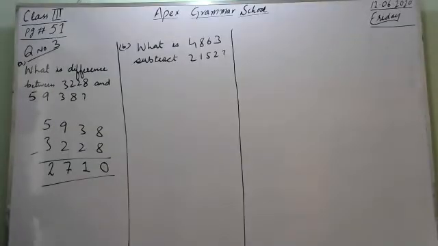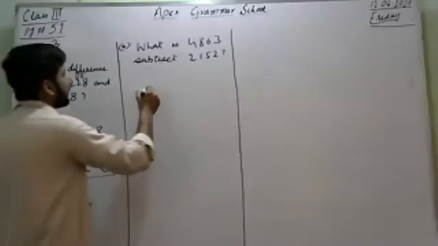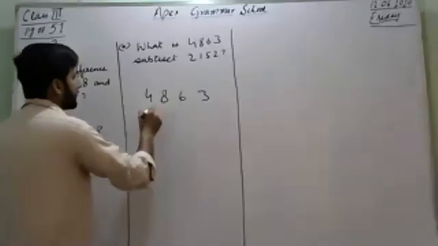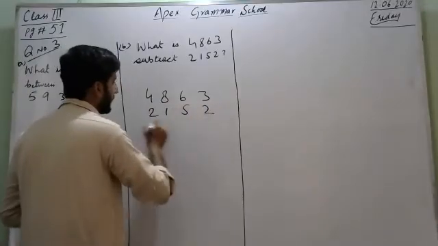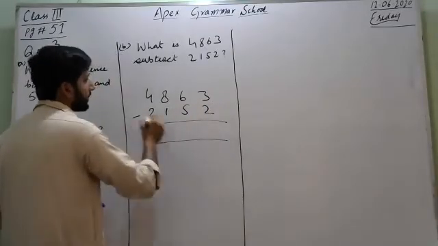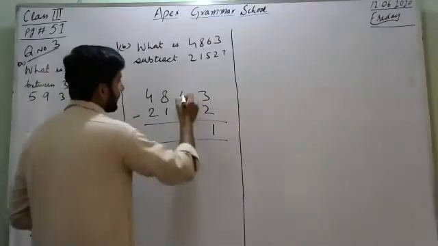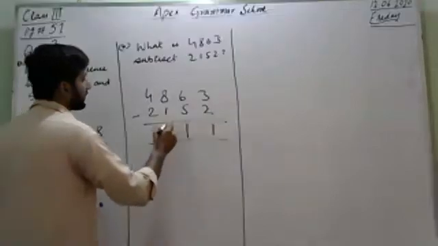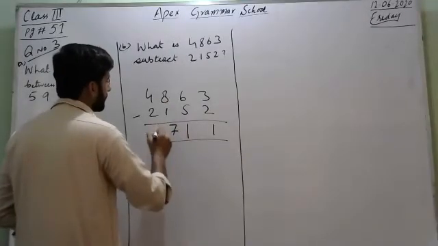B part is, what is 4863 subtract 2152. Now 4863 is written, so we will write it first, then 2152 and then subtract. 3 minus 2, 1, 6 minus 5, 1, 8 minus 1, 7, and 4 minus 2 is 2.